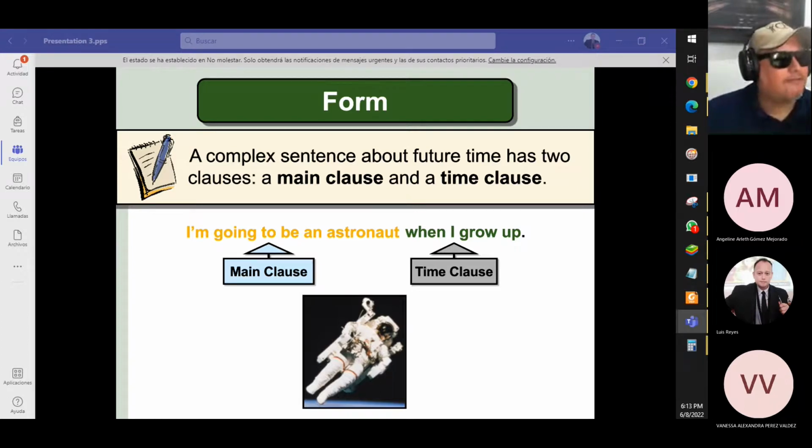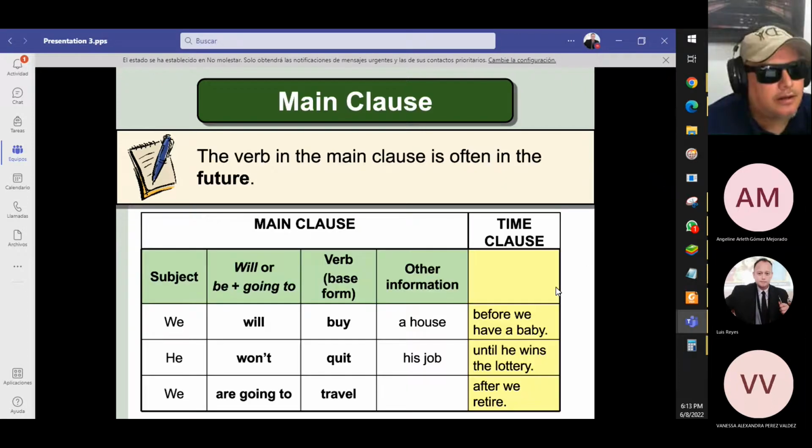Ahora estamos hablando de frases. Cuando logre esto, voy a hacer aquello. O voy a hacer aquello cuando logre esto. No importa el orden en el cual lo escribes. En este caso, primero viene diciendo qué es lo que vas a hacer. I'm going to be an astronaut. Voy a ser un astronauta cuando crezca. O sea, ya cuando esté grande. ¿Ok? All right. Now, again, the verb in the main clause is often in the future.